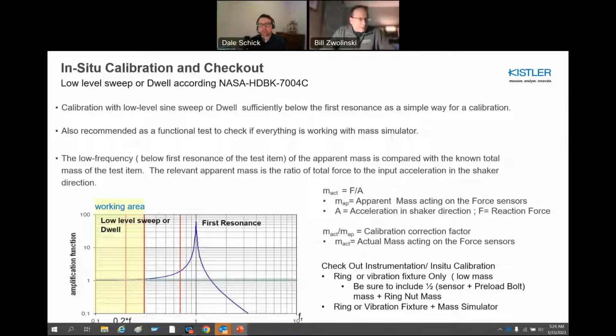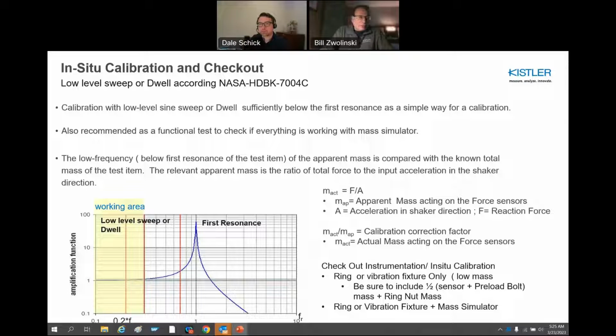Using force and acceleration in the direction of the vibration, you compare that against the mass of the fixture itself acting upon the force sensors. So this vibration test is done either as a low-level sweep or a dwell below the first resonance. And here you can get a comparison of the apparent mass versus the actual mass, and then work out a calibration factor. And usually these come out to be fairly close.